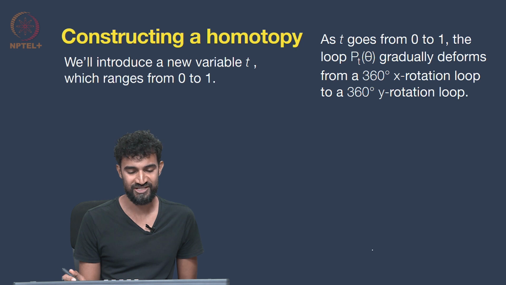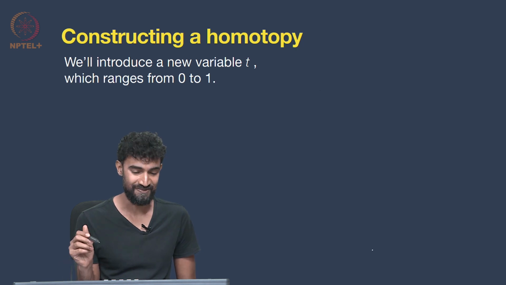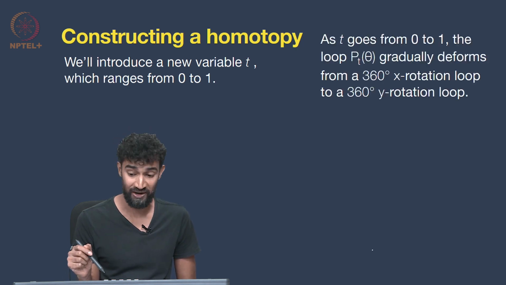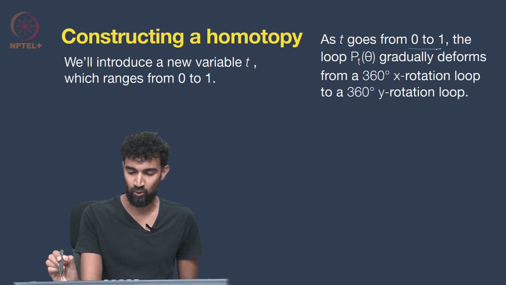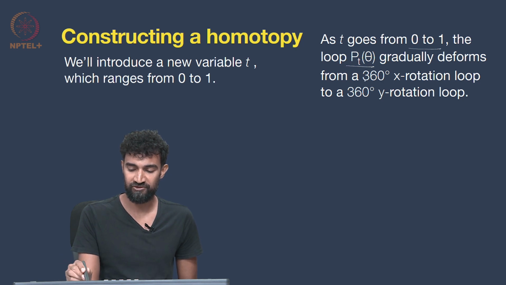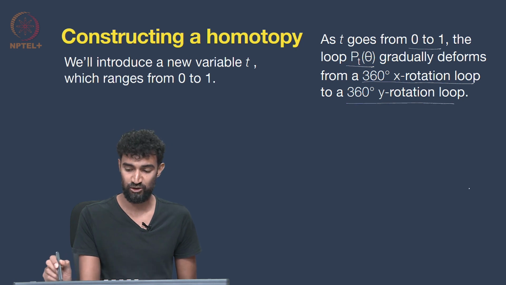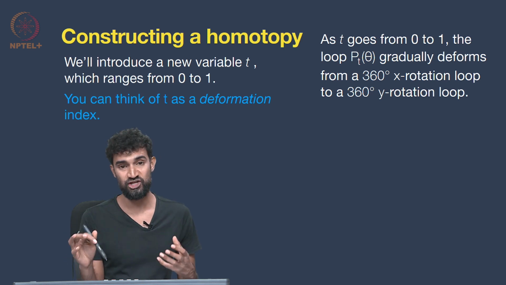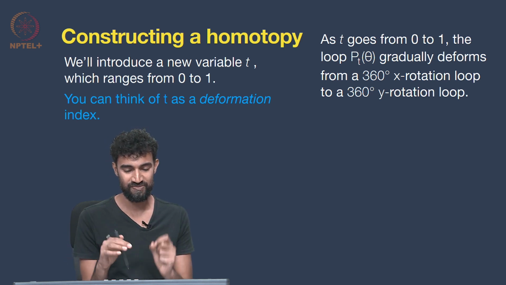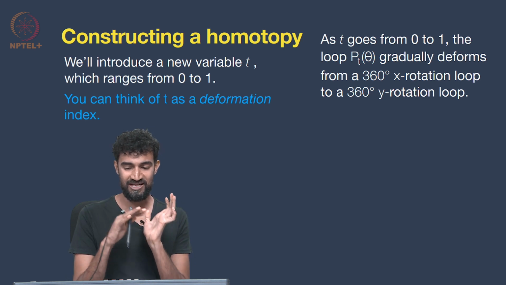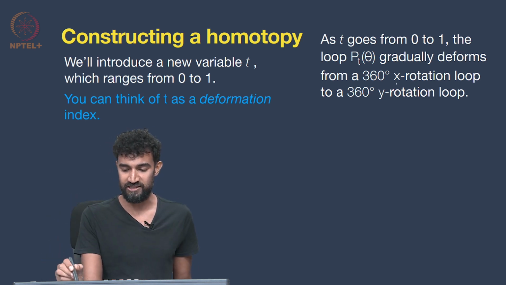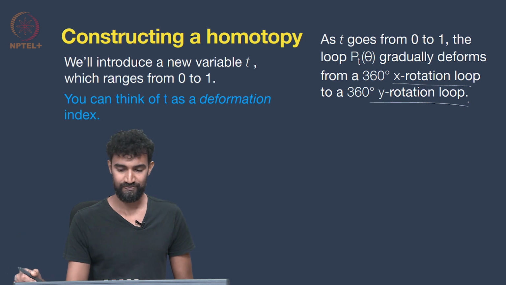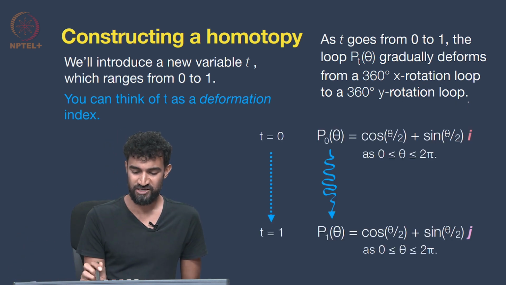So in order to do this, we're going to introduce a new variable t, which is going to range from 0 to 1. So as t goes from 0 to 1, the loop pt of theta will gradually deform from a 360-degree x rotation loop to a 360-degree y rotation loop. So we can kind of think of t as a deformation index. As t goes from 0 to 1, it indexes the stage in the deformation from the x rotation loop to the y rotation loop. So what is p0 going to look like?